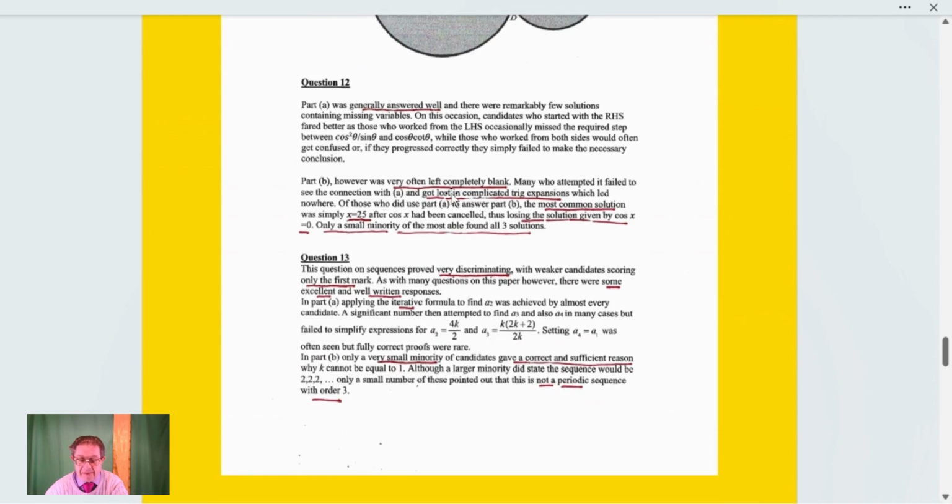So a quick peek at the mark scheme, the examiner's reports. Part A generally answered well. Part B was often left completely blank. Many who attempted it failed to see the connection with Part A and got lost in complicated trig expressions which led nowhere. Don't overcomplicate. Of those who did use Part A, the most common solution was simply x equals 25, thus losing the solution given by cos of x equals 0. Only a small minority of the more able found all three solutions.